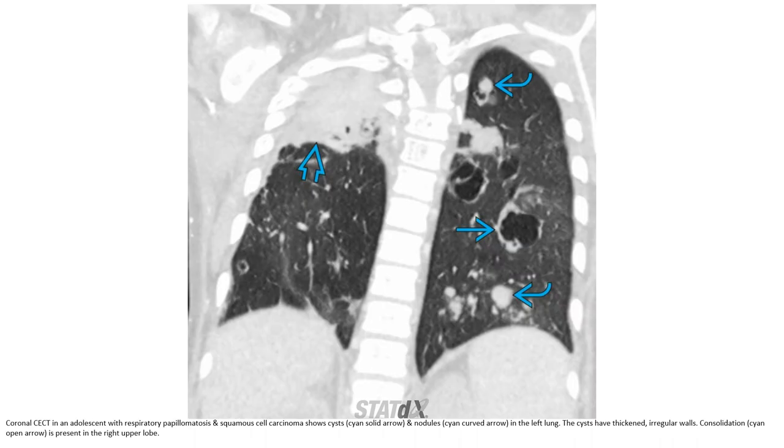Contrast enhanced CT with respiratory papillomatosis and squamous cell carcinoma, so cysts and nodules in the left lung. The cysts have thick irregular walls. Consolidation is present in the right upper lobe.